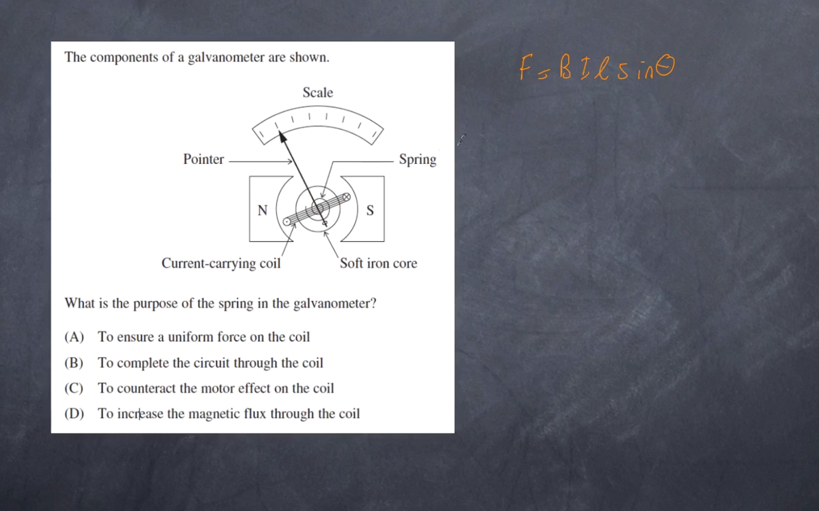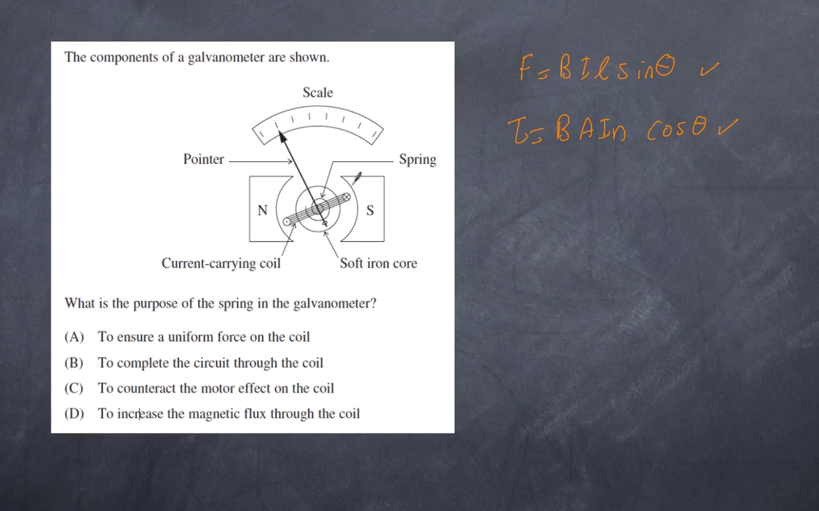This is also about torque. So torque is equal to BAIN, because this rotates as well, cosine theta. So there's the motor effect, and there is the motor effect in a rotational situation.